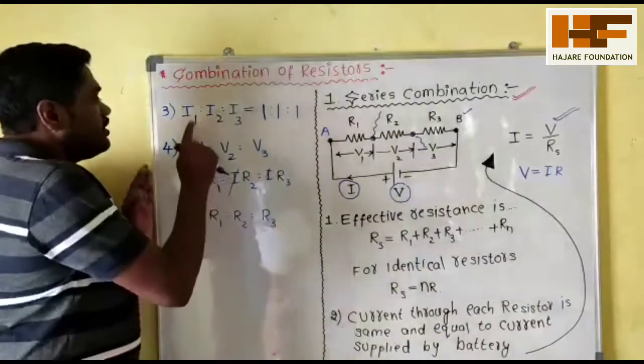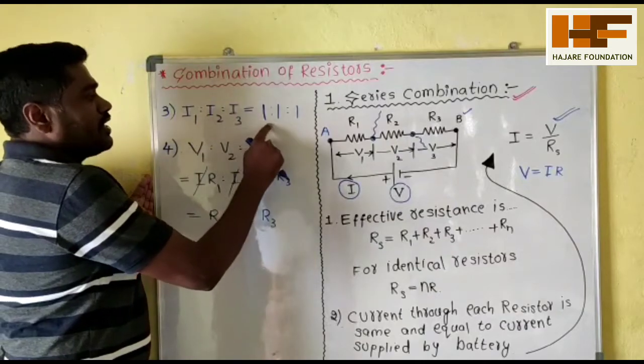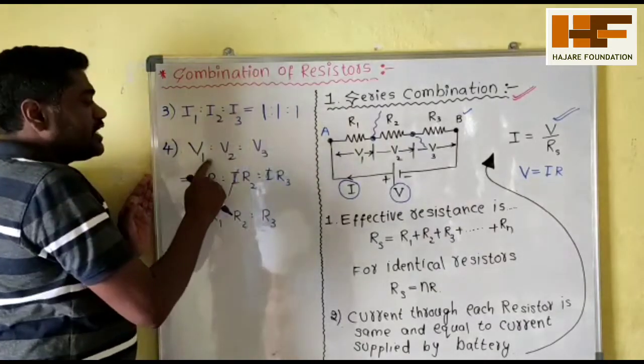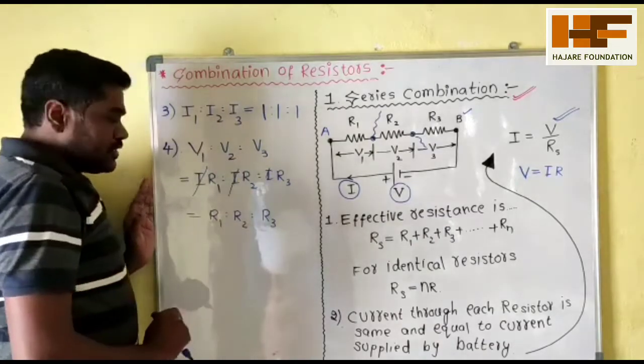Now the ratio of the currents I1 is to I2 is to I3 is equal to 1 is to 1 is to 1. And the ratio of the voltages V1 is to V2 is to V3 is equal to R1 is to R2 is to R3.